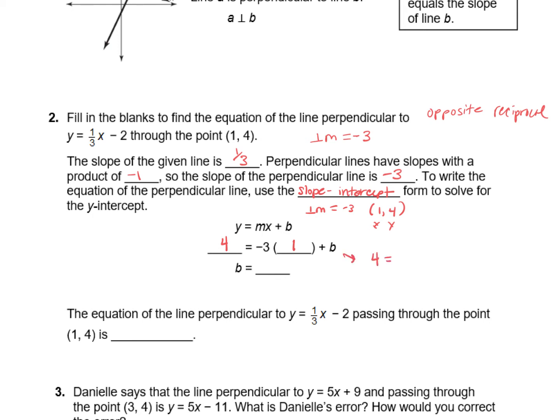So we'll kind of do that off on the side. We have 4 = -3 times 1, which is -3, plus b. And then to get b alone, we will go ahead and add 3 to both sides. So b is equal to +7. Now we can answer the question. The equation of the line perpendicular to y = 1/3x - 2 passing through the point (1, 4) is, we're going to use our perpendicular slope and our y-intercept that we just found right there. So y = -3x + 7.